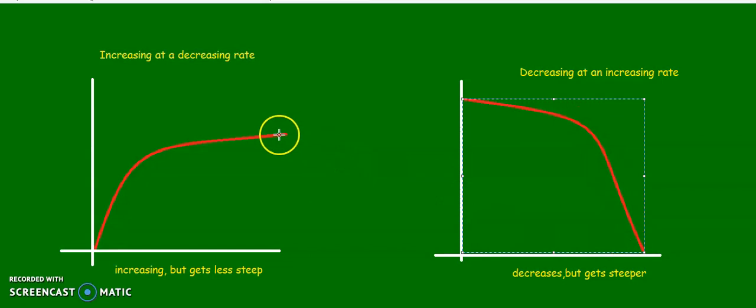So it's kind of the opposite of this. If you go up this hill, then you go down the hill. So these are kind of the opposite. So here you have an example of decreasing at an increasing rate. So it's decreasing the whole way, but it gets steeper. Here you're increasing the whole way, but it gets less steep.